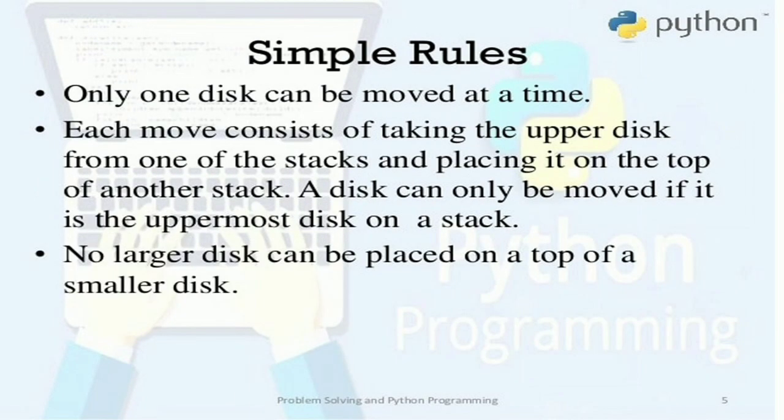The Tower of Hanoi has some simple rules in order to move the disk from the source to the destination. The first rule: only one disk can be moved at a time. The second rule: each move consists of taking the upper disk from one of the stacks and placing it on the top of another stack. A disk can only be moved if it is the uppermost disk on a stack. The third rule: no larger disk can be placed on the top of a smaller disk.